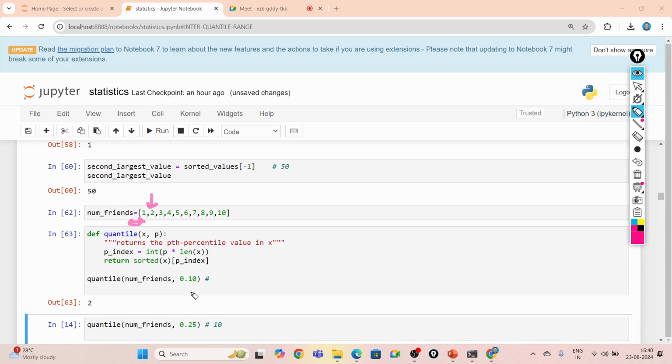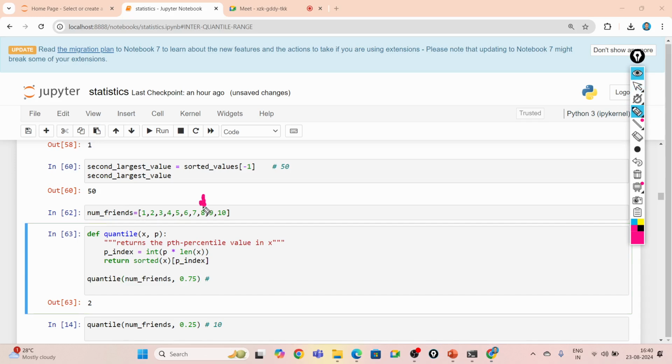Now if I change this value and instead write 0.6 or 0.75, this value is always written as a point value, like 0.75. Now can anybody tell what quantile I will get? For which value will I have less than 75%? Every value is your 10%, right? So if you write 0.75, I should get the answer. What should be my answer?